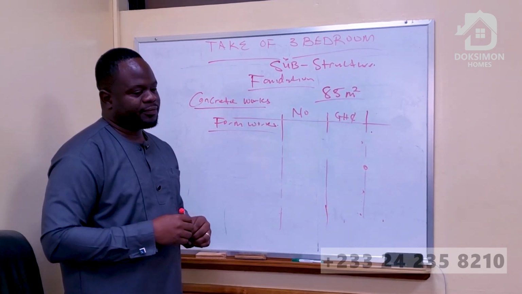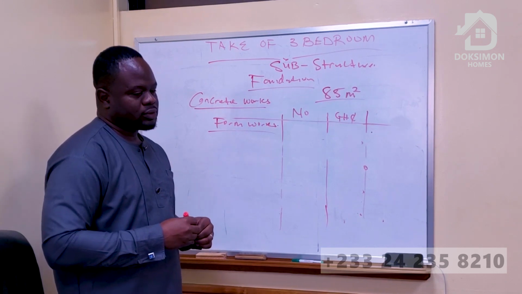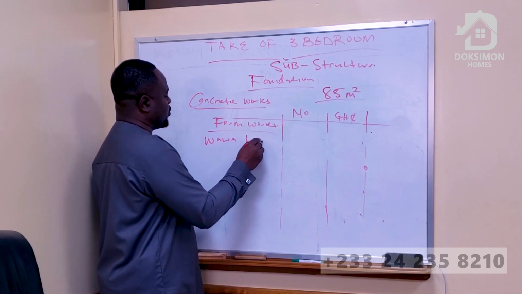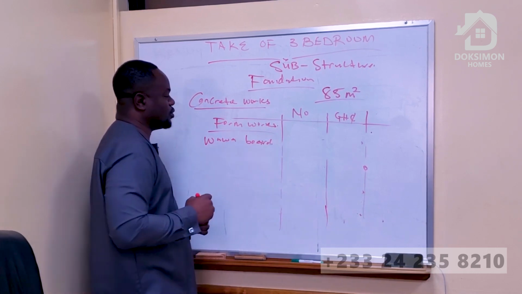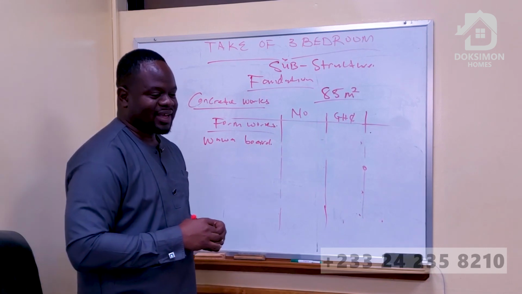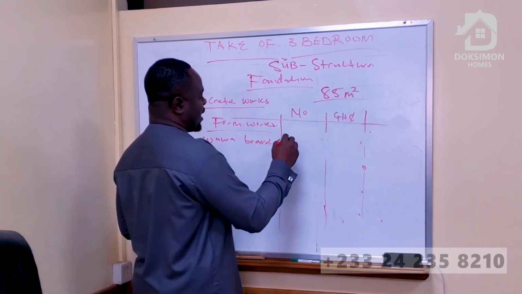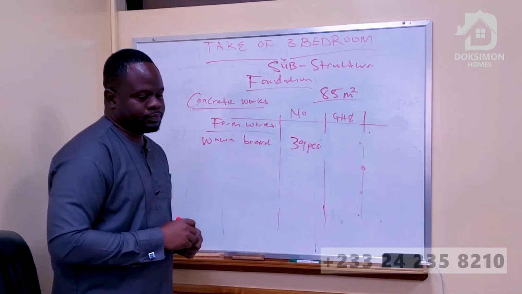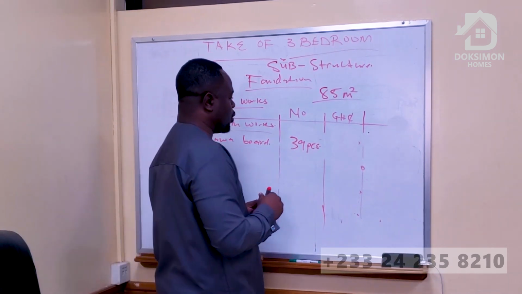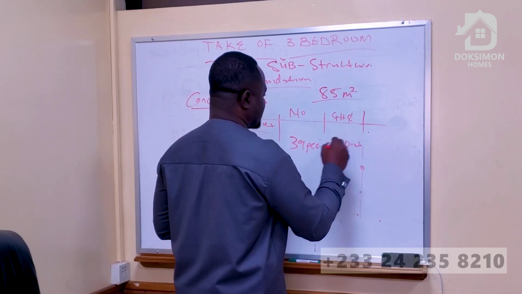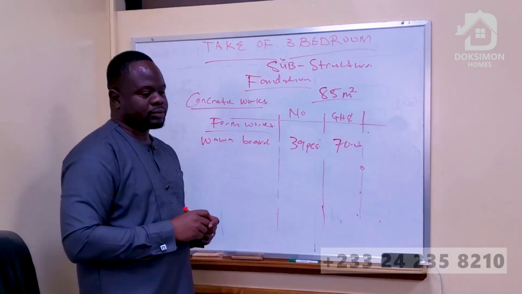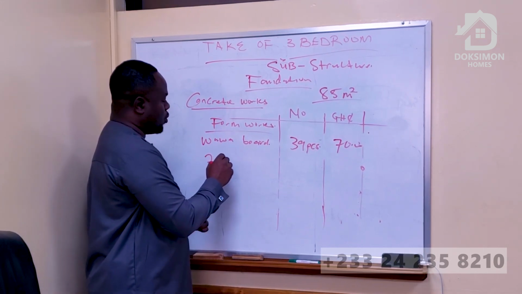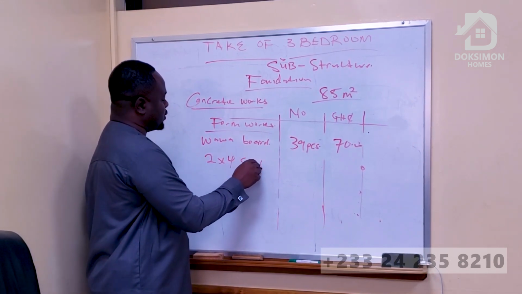So the number of boards you need, let's see, the Wawa boards, a better word which everybody knows in Ghana or any market, we need about 39 pieces. Depending on your location, we are using 70 cedi as our calculation. We also have the 2x4 scouting.